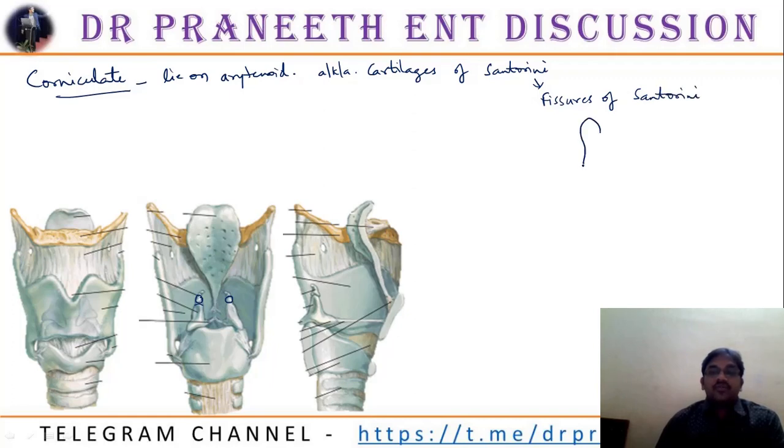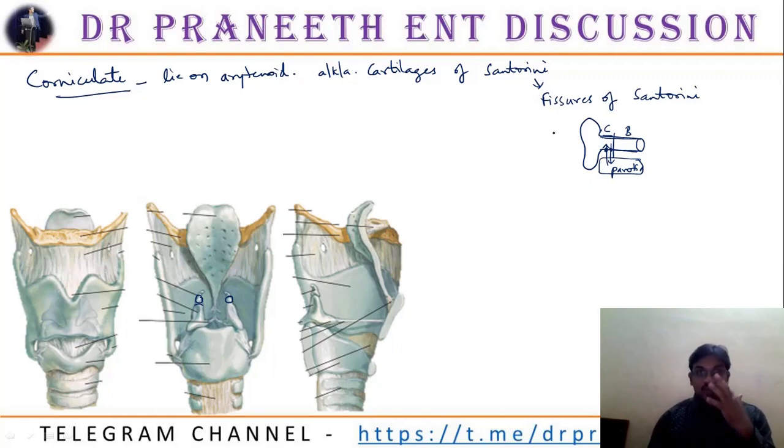If you take your ear pinna and external auditory canal, tympanic membrane, your external auditory canal is divided into the outer 1/3 cartilaginous and inner 2/3 bony part. Small foramina in the inferior surface here are called fissures of Santorini. Here your parotid gland will be there. Infections through these fissures of Santorini will spread to and fro between the parotid and the external auditory canal, cartilaginous part. So cartilages of Santorini means corniculate cartilages in the larynx.